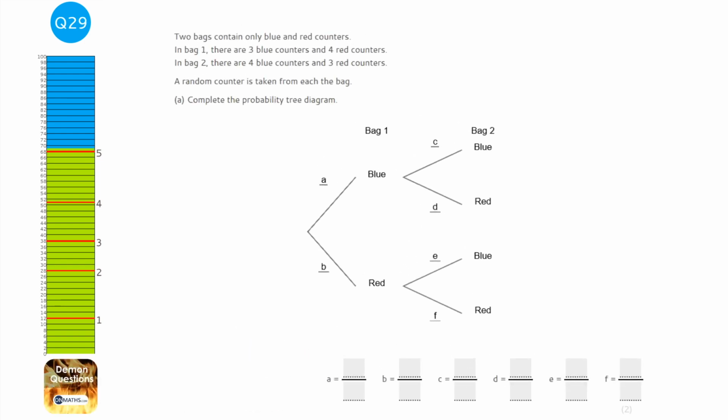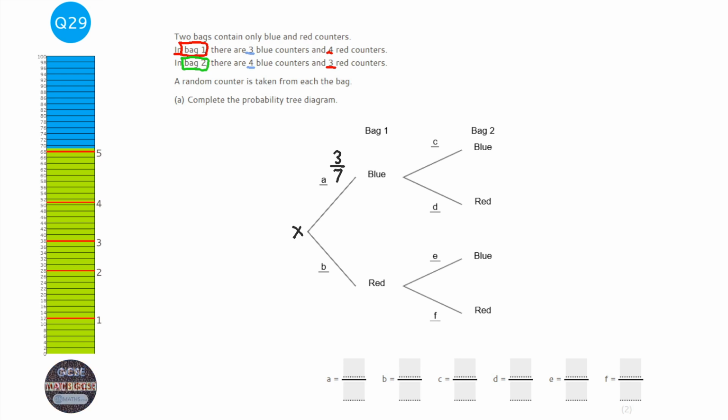Okay, so tree diagram question. And this one says that in bag 1, there are 3 blue counters and 4 red counters. And in bag 2, there are 4 blue counters and 3 red counters. So with tree diagrams, we always start here. And we ask ourselves, well, in bag 1, we can either pick a blue or a red. Well, let's start with blue. What's the probability I pick a blue? Well, there are 3 blues and 4 reds, so 7 in total.